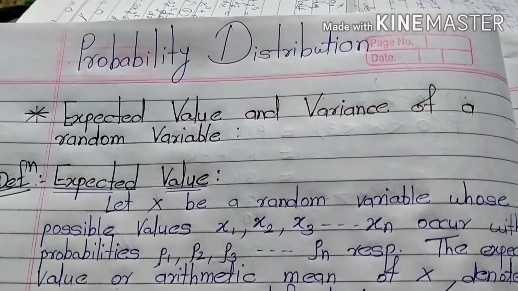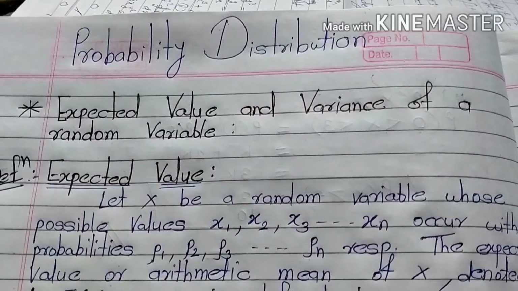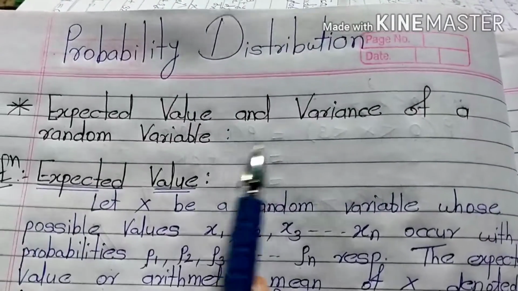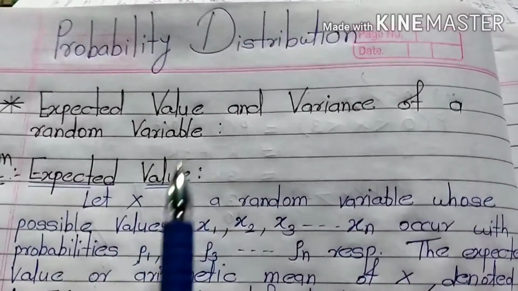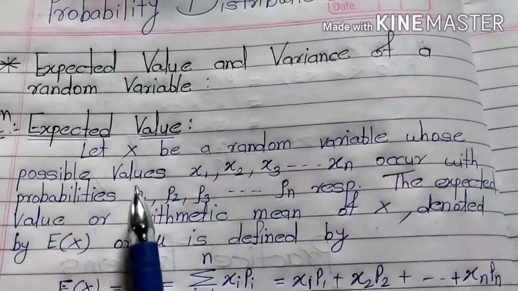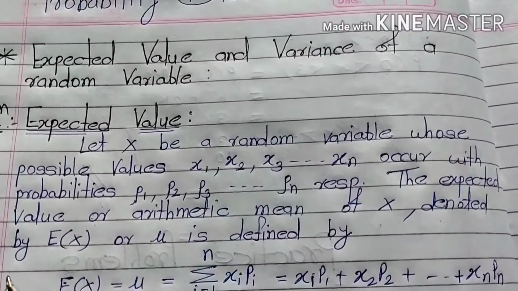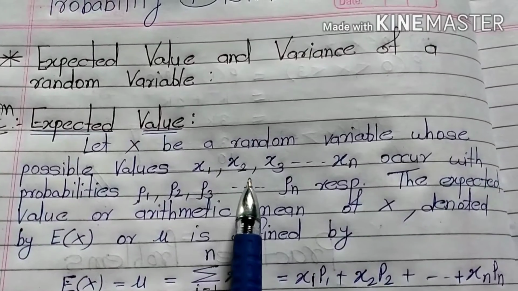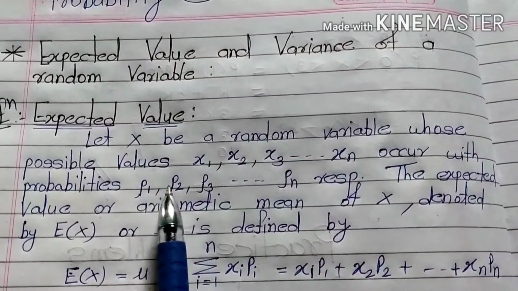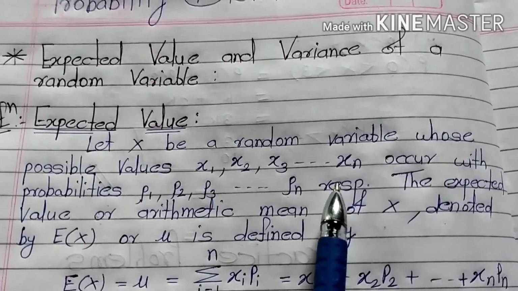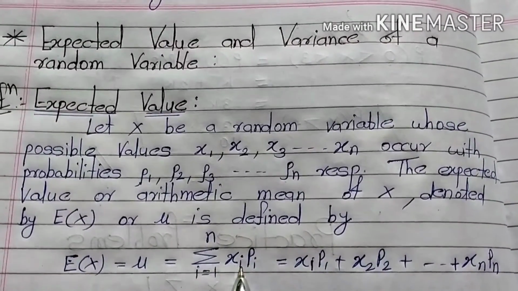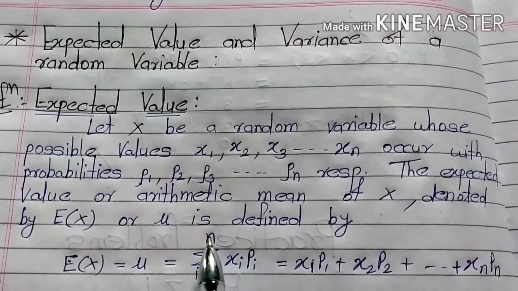Good morning student. Today we are going to start a new subtopic of probability distribution, that is expected value and variance of random variable. So here is the definition of expected value. Suppose x is a random variable whose possible values are x1, x2, x3 up to xn, and probabilities are p1, p2, p3 up to pn. Then expected value is equal to summation of xi pi, where i runs from 1 to n.